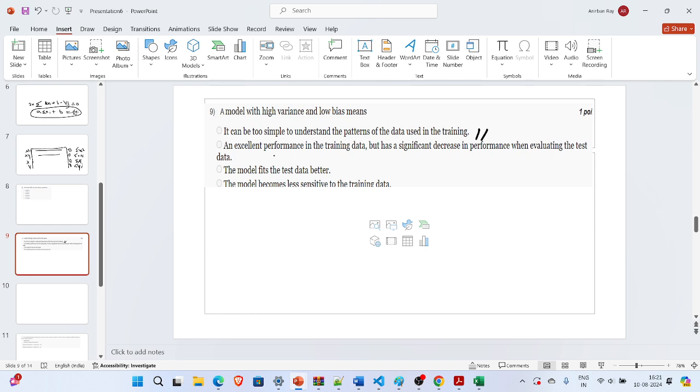An excellent performance in the training data, but a significant decrease in performance when evaluating the test data. This can be the answer. Model fits the test data better: wrong. Model becomes less sensitive to training data: wrong, it is more sensitive to training data. So this is the answer. Okay, clear.